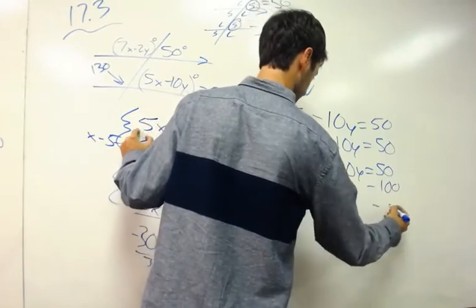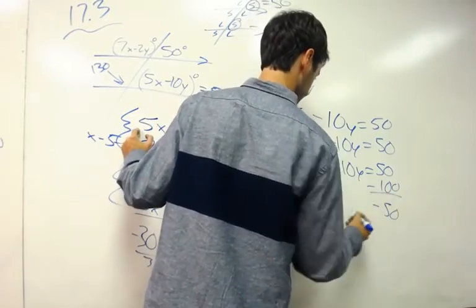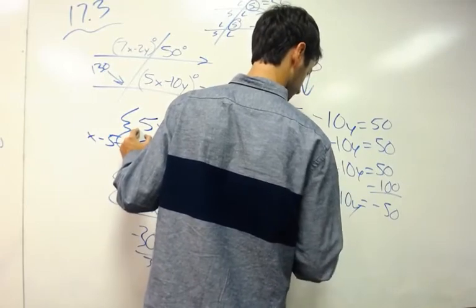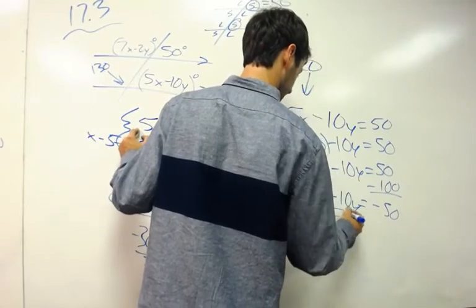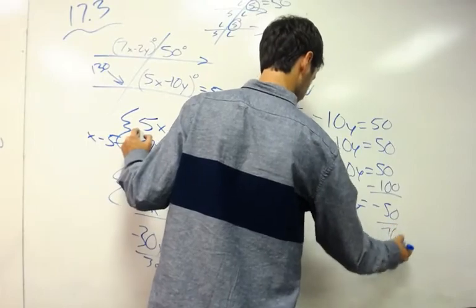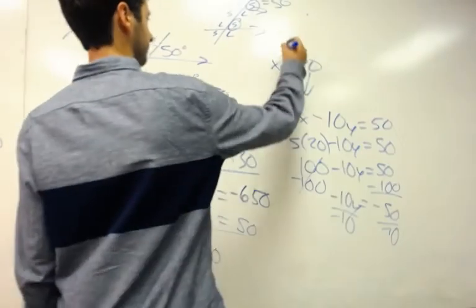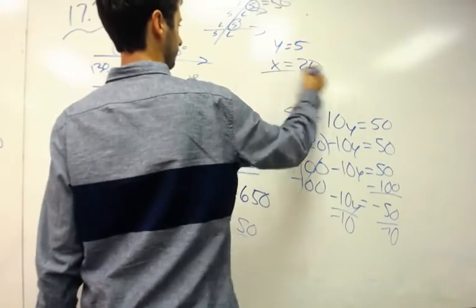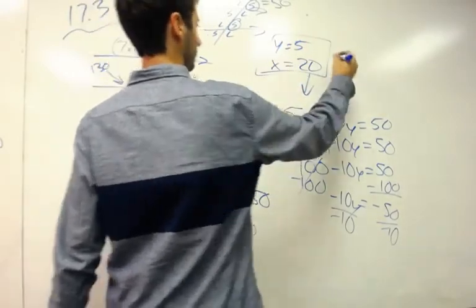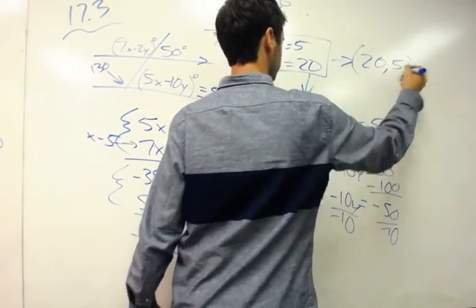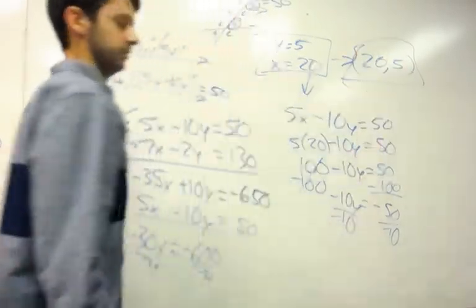So we got negative 50 equals negative 10y. Divide by negative 10. And y is 5. And if you remember how we write that, like so: 20 in the x value, 5 in the y spot.